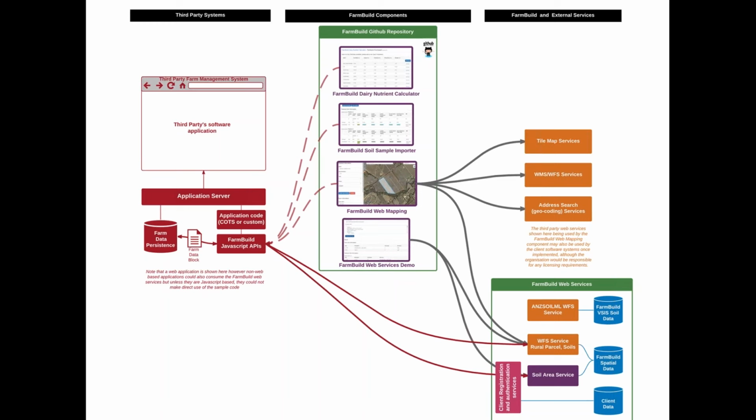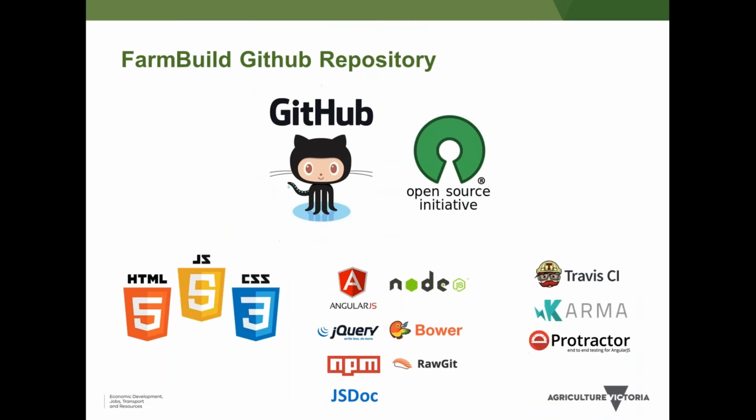Now, if you're building an application, you'll probably want to persist that into your database and pull it out of your database. If you're building standalone tools, you may choose to simply have the user save that farm data block on their disk and load it up into the components. Okay, that's enough from me. I'm going to hand over to Param now to talk about the GitHub repository.